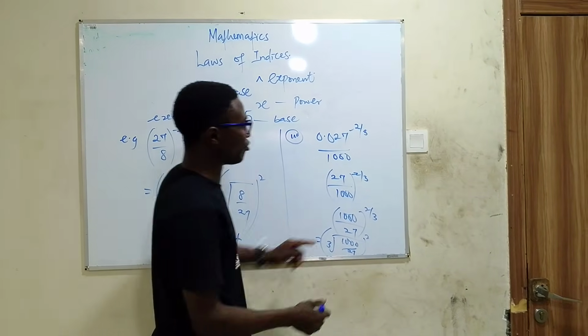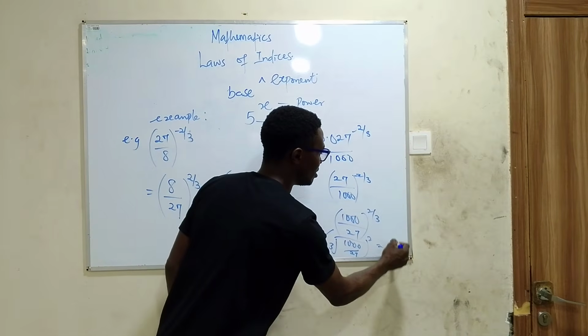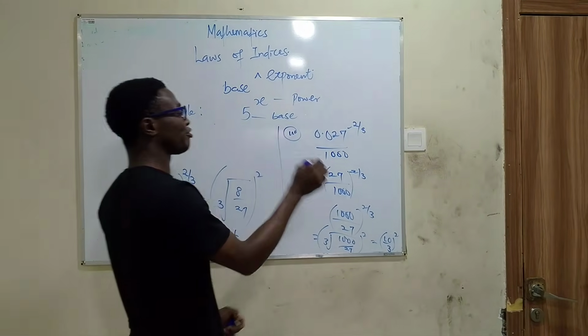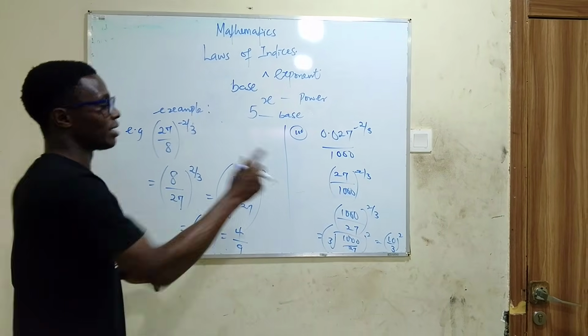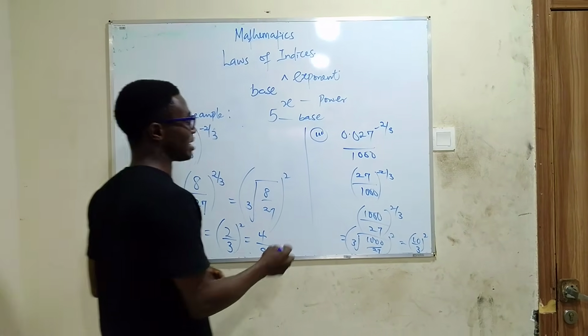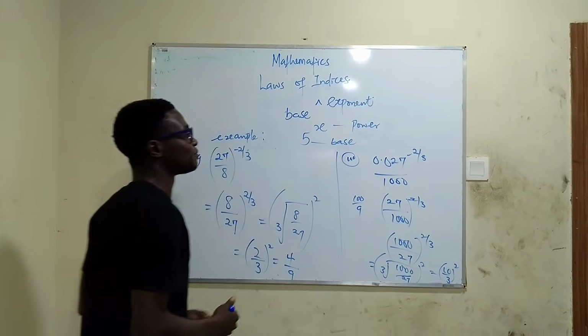What's the cube root of 1000? That's 10. What's the cube root of 27? That's 3, all squared. So the final answer will be 10 squared over 3 squared, which is 100 over 9.